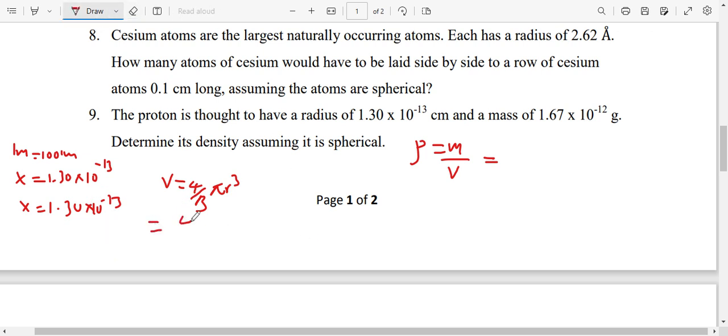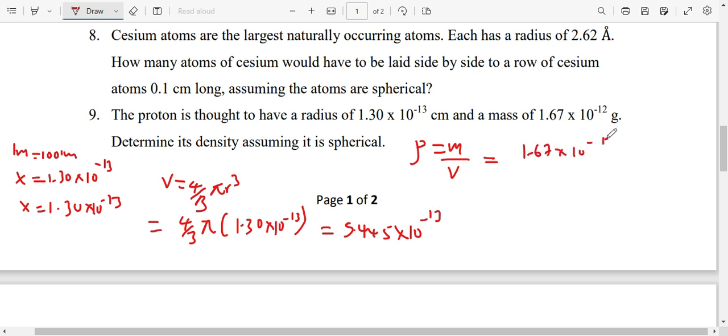So we're going to say volume is just the same, 4 over 3 multiplied by pi, and then the radius is 1.30 times 10 to the power negative 13. So 1.30 multiplied by 4 divided by 3, just the same, and then we multiply that by pi to now be 5.445 times 10 to the power negative 13. So the mass is 1.67 multiplied by 10 to the power negative 12 grams divided by the volume, which is 5.445 multiplied by 10 to the power negative 13, which is in cubic centimeters.